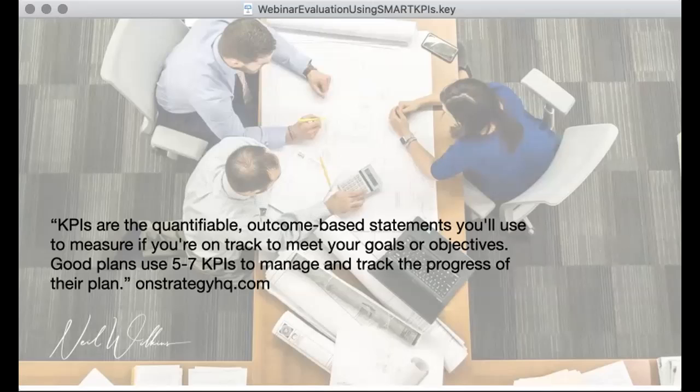Okay. On strategyhq.com suggests that good plans use around maybe between 5 and 7. We're going to explore this number of how many key performance indicators you should have as we go through this. But strategyhq.com suggests that plans with 5 to 7 will help you to manage and track the progress of your plan. Okay, so these aren't things that are hugely onerous. We're not talking hundreds of indicators, but we're also not talking about an obsession with 1 or 2 things.